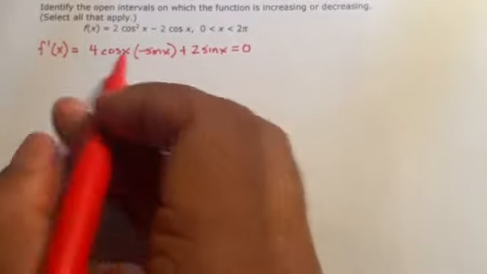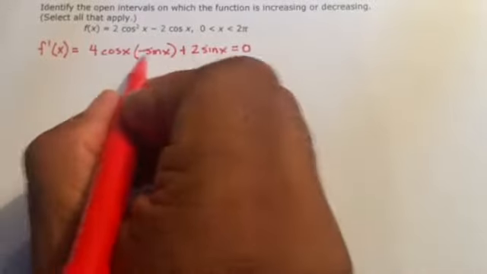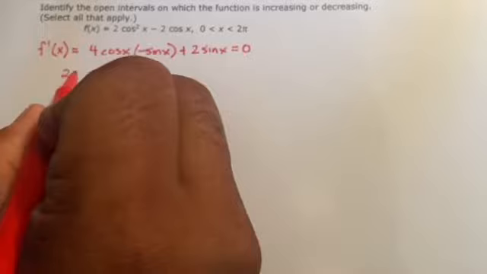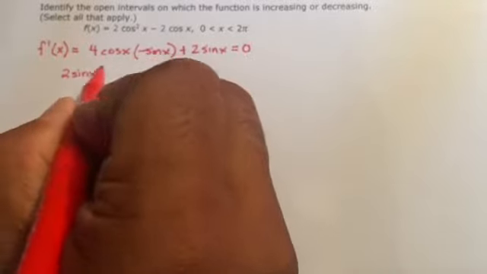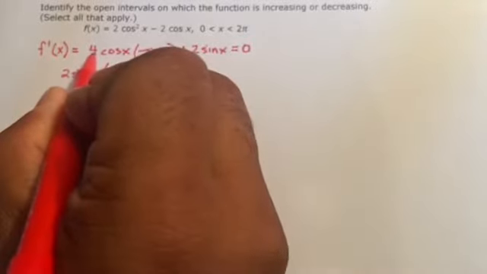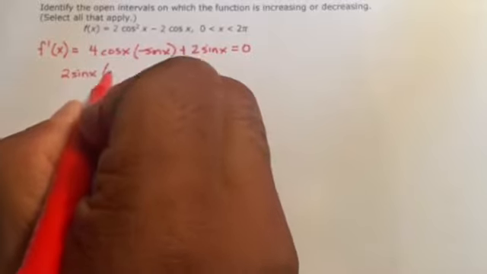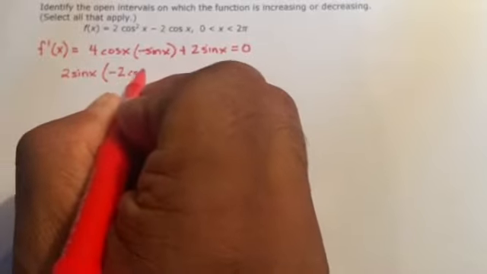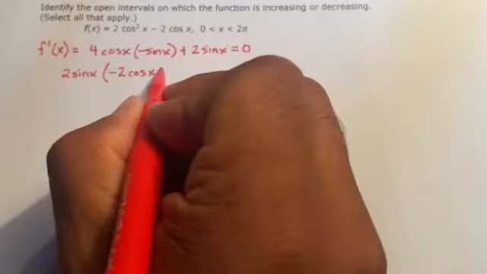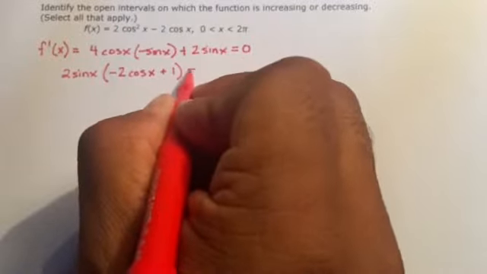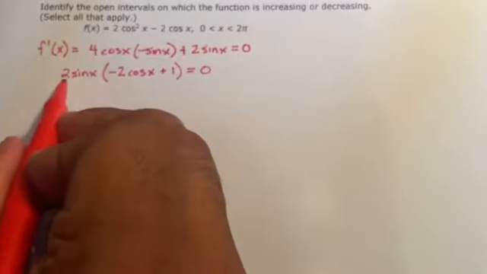But where is it equal to 0? Well, we're going to factor out, let's see, what do they have in common? A 2 and a sine x, yes? And then what's left over? Well, what we've got here is a negative 2 cosine x and then a plus 1. Okay, so we're looking for our zeros. Where is this one equal to 0?